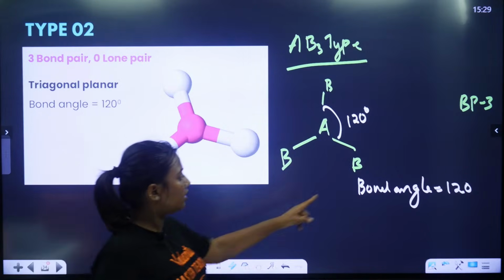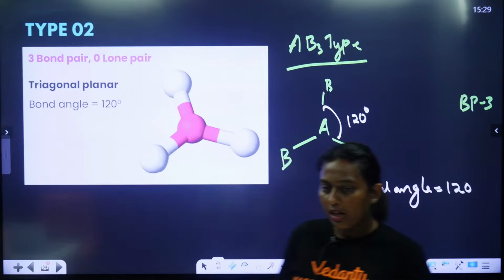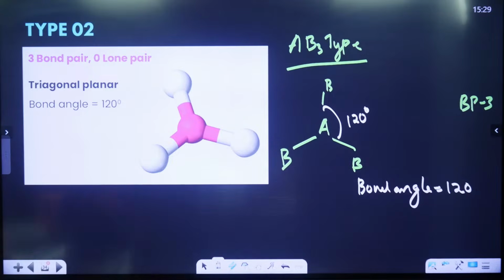So the bond angle is 120 degree and here A, B, B, B. So that means bond pair is 3 here. There is no lone pair. Bond pair is 3 here.